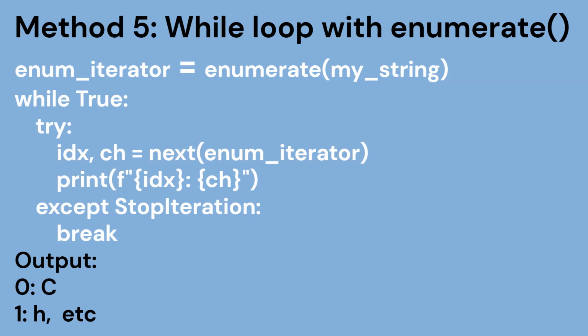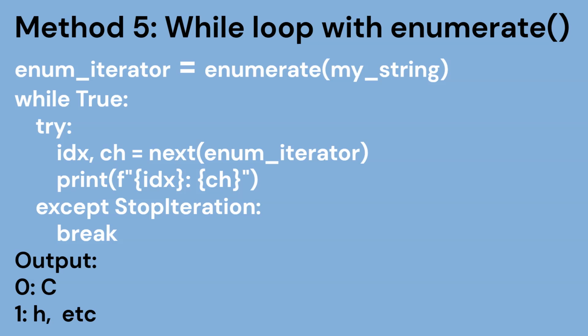Here's what's happening. Enumerate myString creates an enumerator object, while True starts an infinite loop. Next, enum_iterator fetches the next index, character pair. When no more items are left, Python raises StopIteration. We catch that exception and break the loop. Basically, you're manually doing what the for loop does automatically. It's like washing lab glassware by hand instead of using the dishwasher.